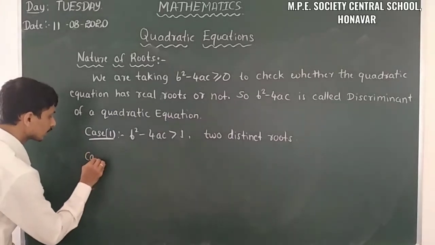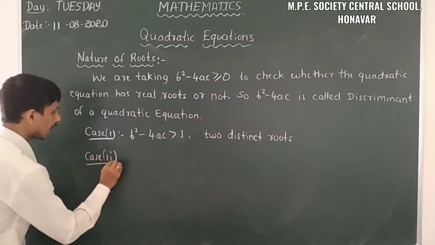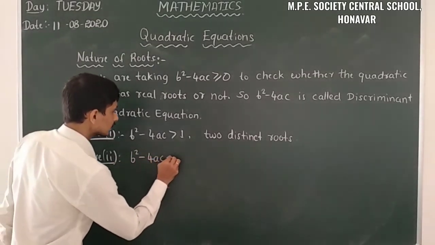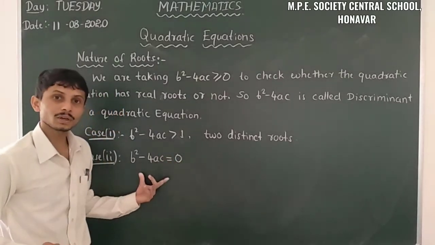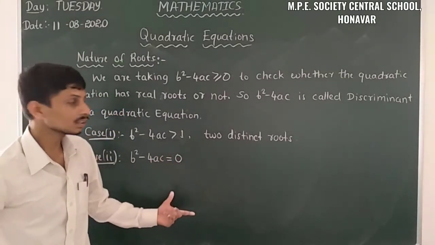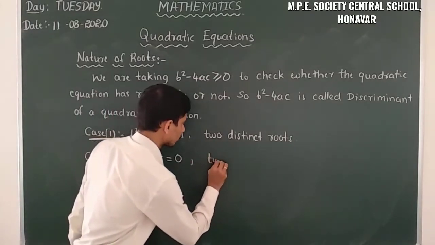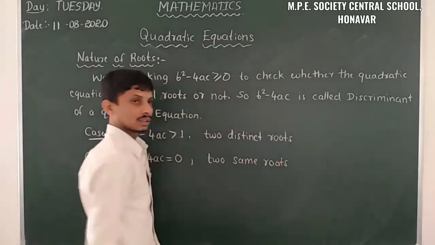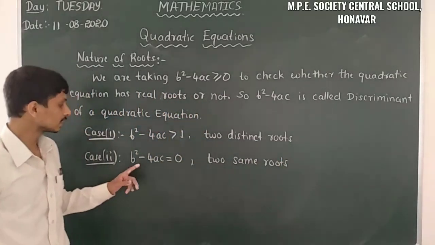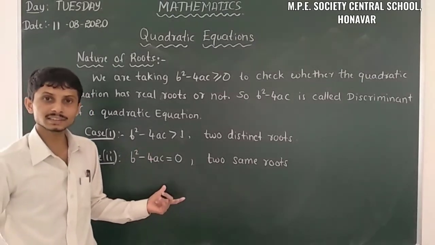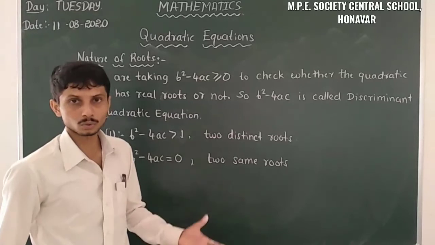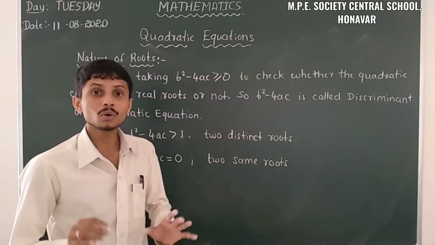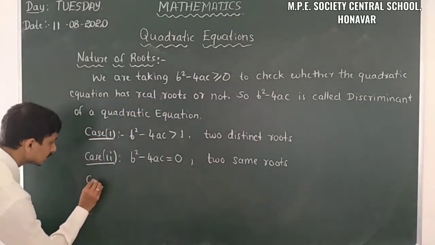Then secondly, case 2: b square minus 4ac is equal to 0. When b square minus 4ac is equal to 0, we got two same roots. Then finally we have the third case, b square minus 4ac is less than 0, which means there is no chance of real roots here. Actually we have to take it as no real roots. That is case 3.